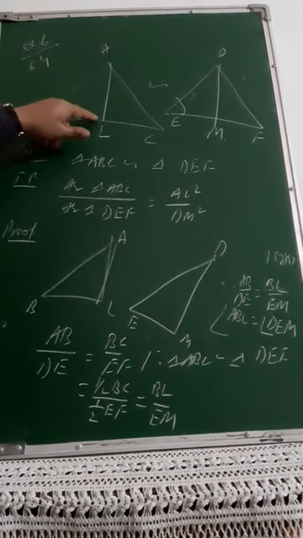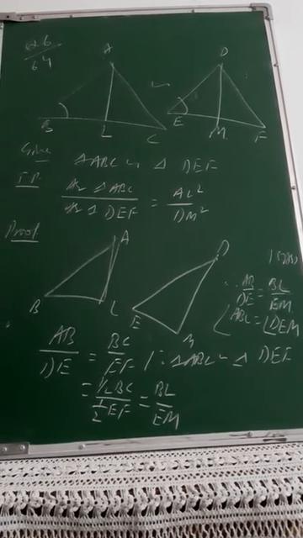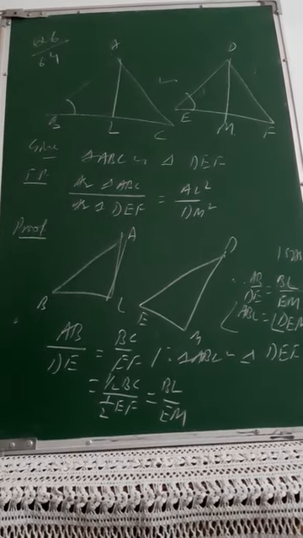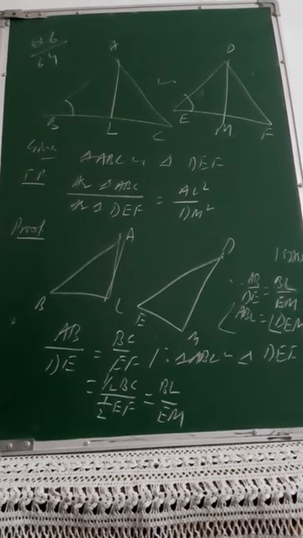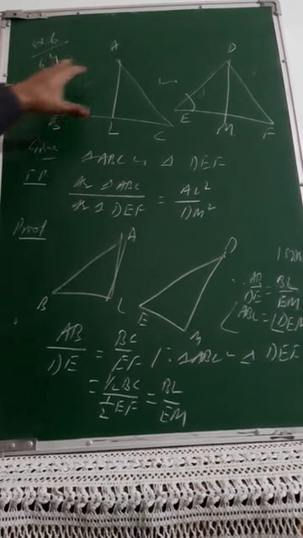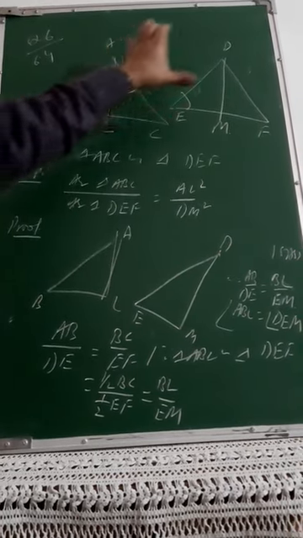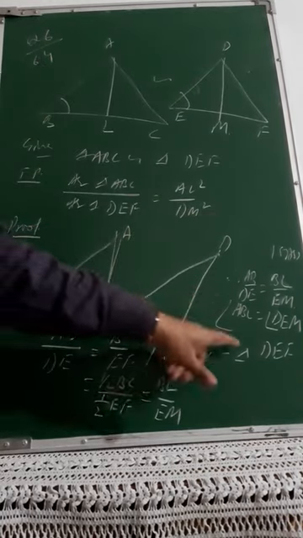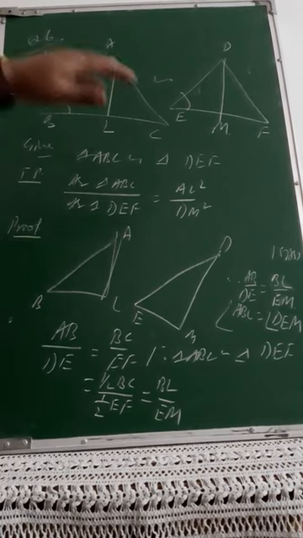So in that way I can prove that area of triangle ABC to that of area of triangle DEF will be equal to AL square upon DM square, because AB upon DE is also equal to BC upon EF as well as AC upon DF. So here you have proved it is AL square upon DM square. So no doubt should be there in proving.